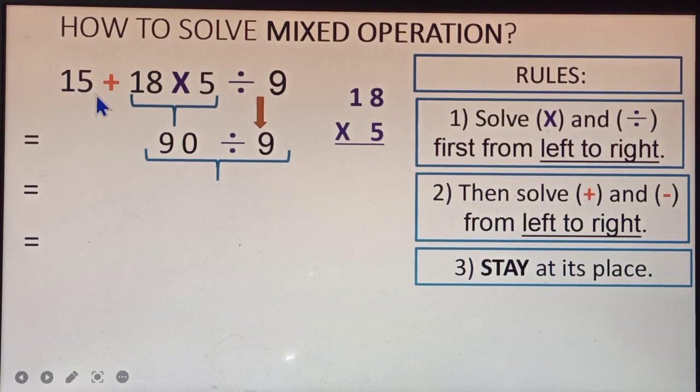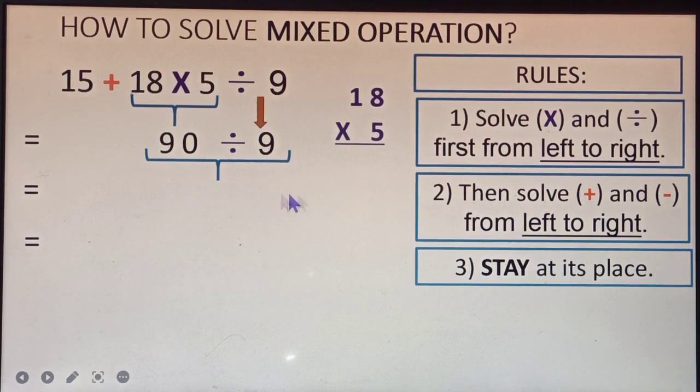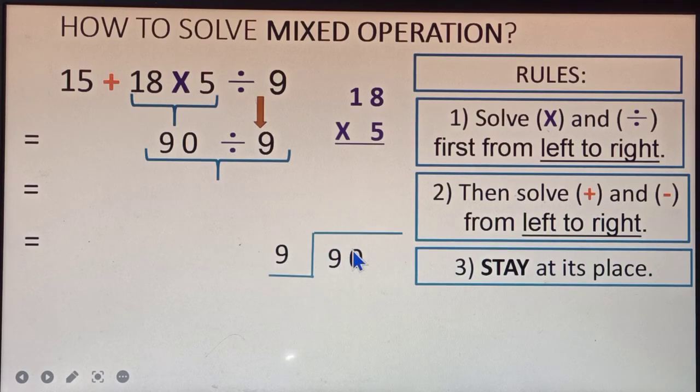You cannot plus because rule number 1 still applies. There is still a divide that needs to be solved. So 90 divided by 9 is equal to, now this one you can use your house of division, the division roof. You can show your working there. So 90 divided by 9, I got 10. Right? Next step.